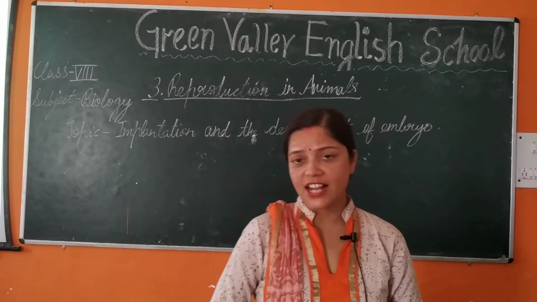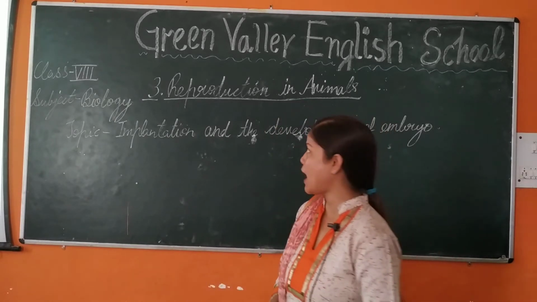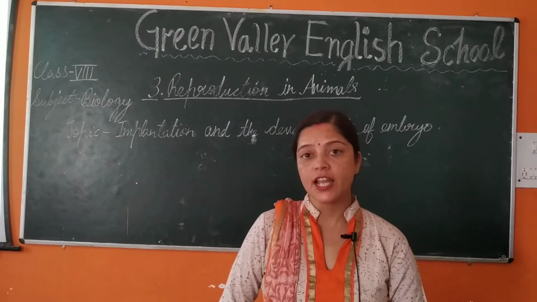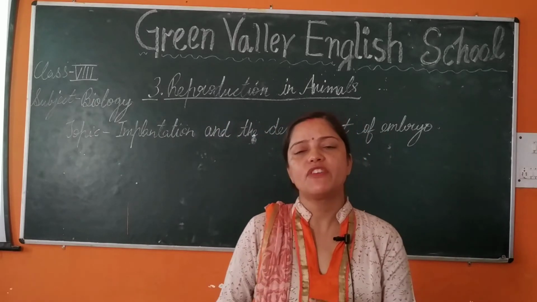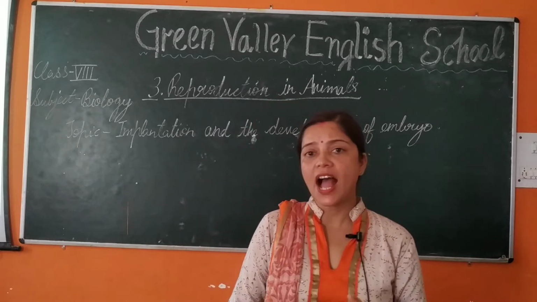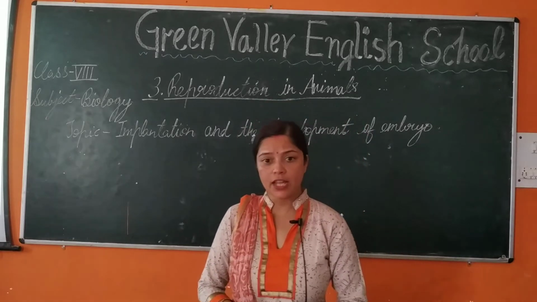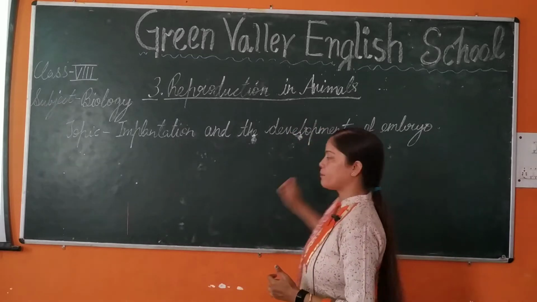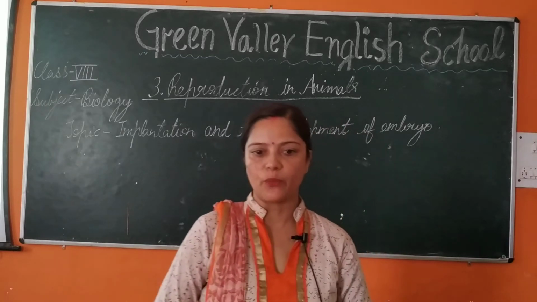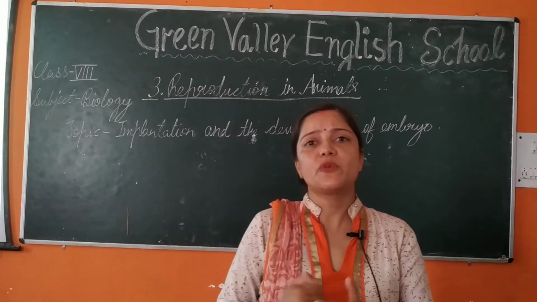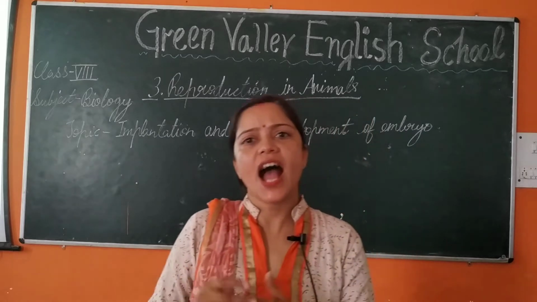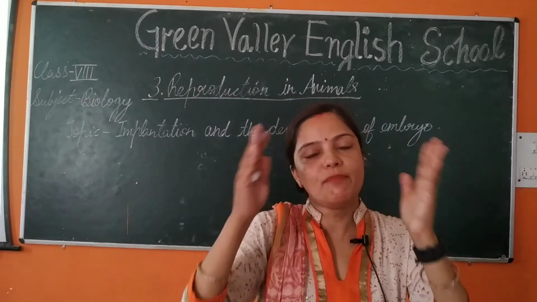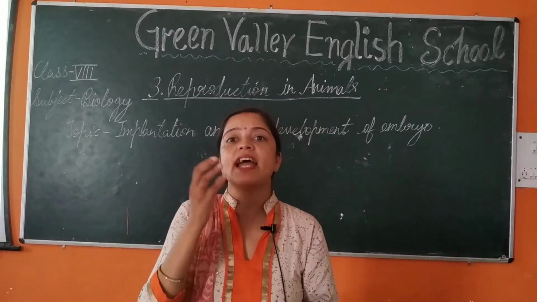In our last class, we studied the chapter Reproduction in Animals, and we went through the topics Female Reproductive System and Fertilization. Today, we'll start with the topic Implantation and the Development of Embryo. The zygote divides rapidly and repeatedly to form a ball of many cells called an embryo.